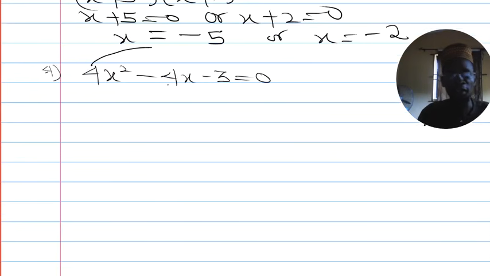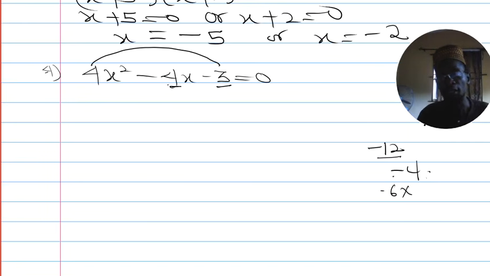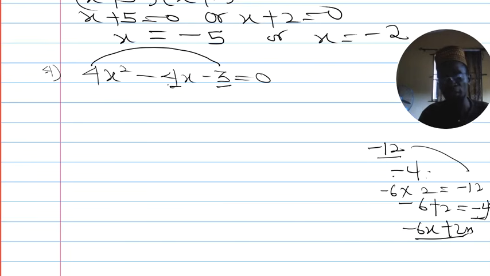I can say 4 times -3 is -12. The middle number here, the coefficient of x, is -4. Now I need numbers that will give me -12 and at the same time give me -4. I can say -6 times 2 will be -12. We are good. -6 plus 2 will give me -4. Here now I can say -6x plus 2x to give me -4x.